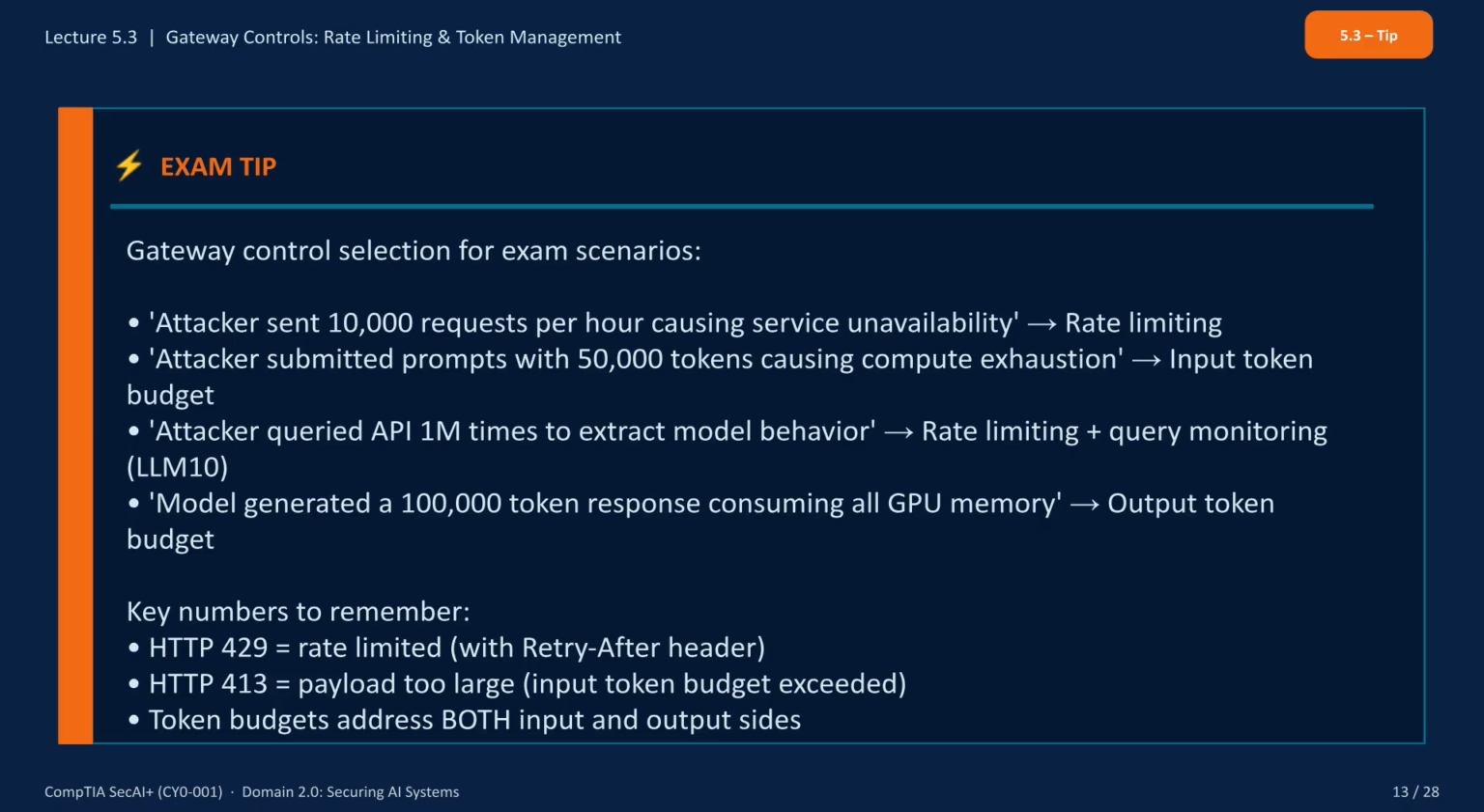Also memorize the HTTP status codes. 429 means rate limited, and 413 means payload too large. These show up in both theory questions and the lab exercise.